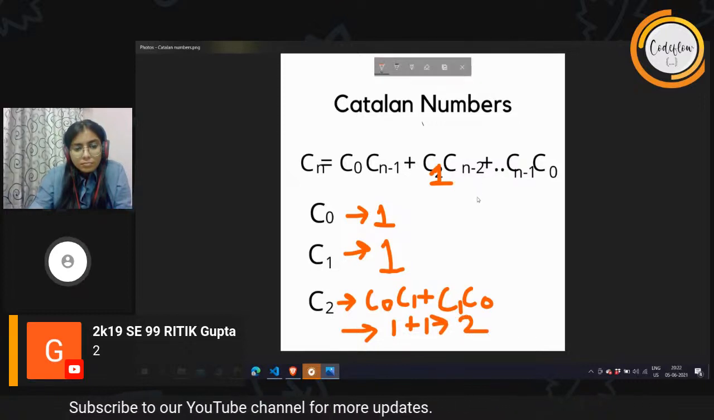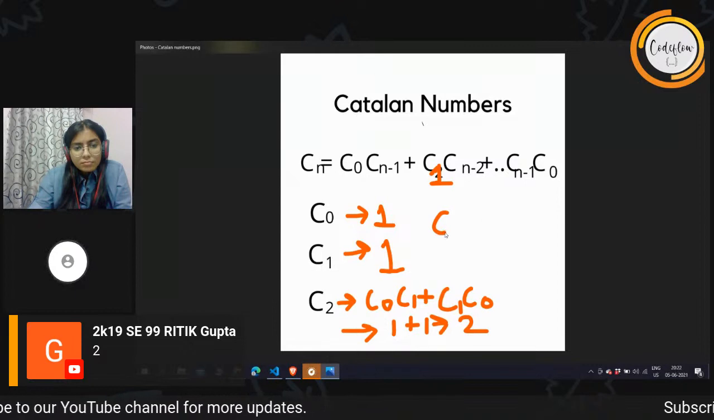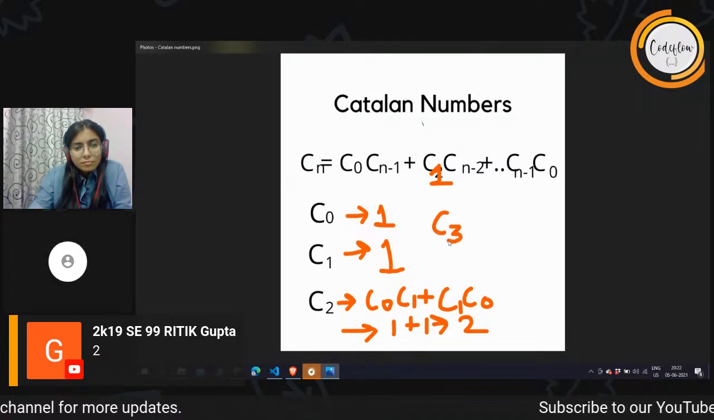Can you find Catalan number of 3? Quickly find it out and give it to me.